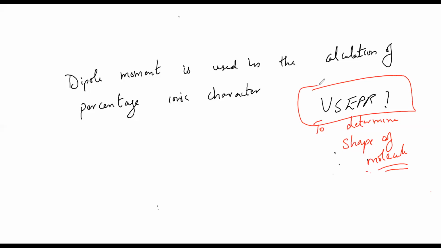Now coming to the last class, we discussed dipole moment. Dipole moment is used in the calculation of percentage of ionic character. In percentage ionic character, we use dipole moment.